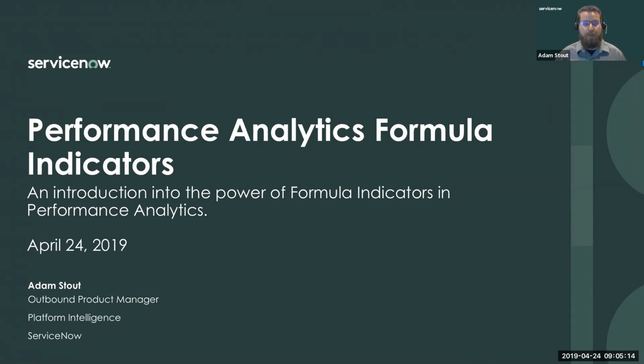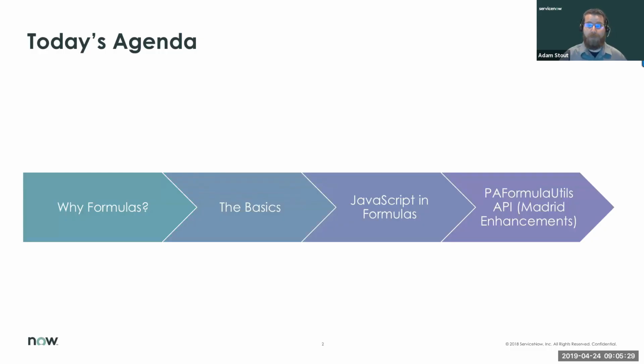Today we're going to spend a few minutes talking about formula indicators. Hopefully a lot of us are already using these. We want to go into a couple of more extended features, things that aren't necessarily obvious to come through. So we're going to talk about why we use formula indicators. If any of you aren't, let's talk about that really briefly. We'll go through some basic formula indicators, using JavaScript in formula indicators to get a little bit more functionality out of it. And then there were some really awesome enhancements in Madrid to support formula indicators doing a lot more things. We're going to talk about a couple of use cases for those.